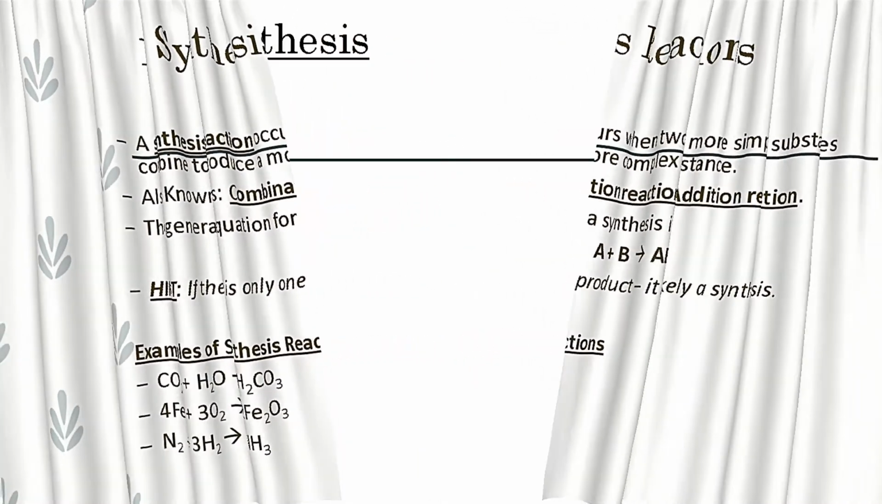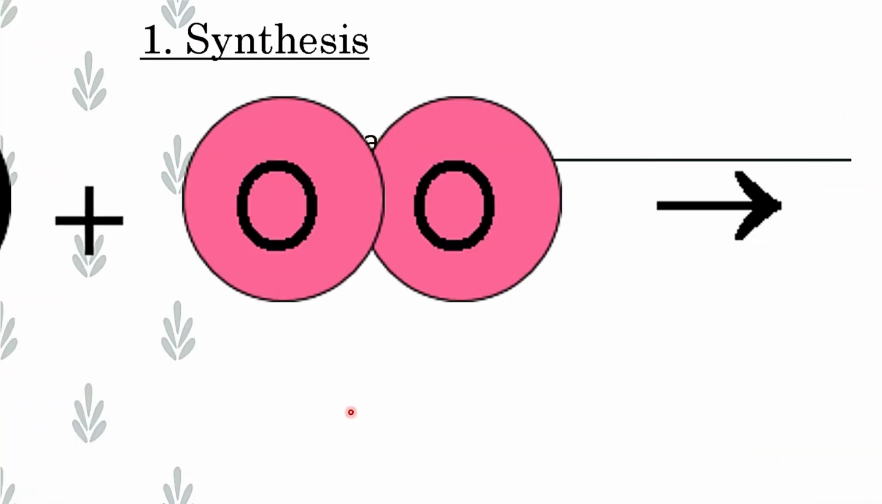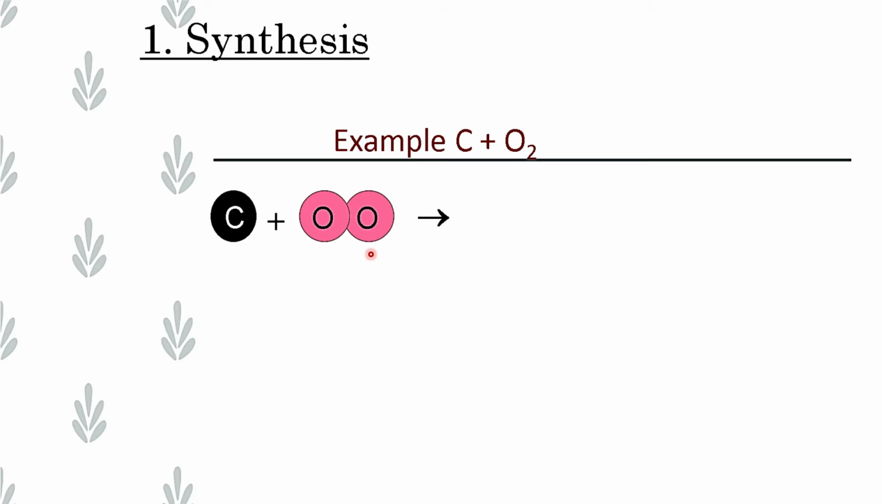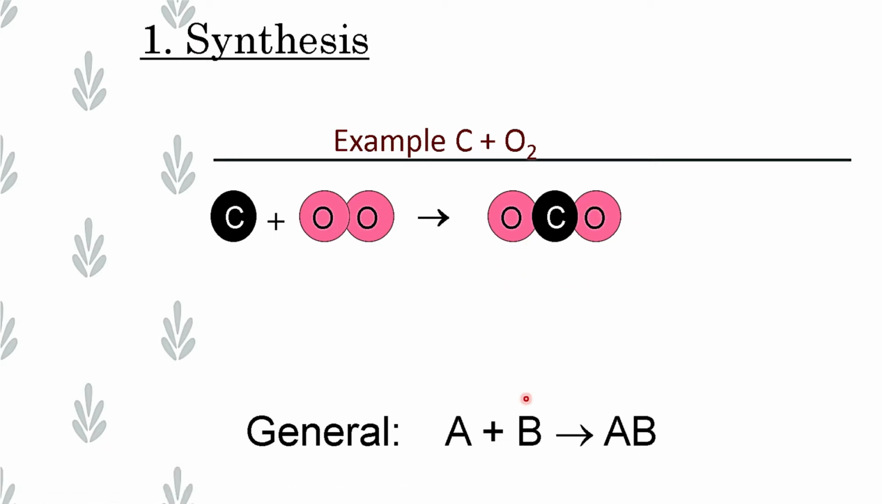You can understand synthesis reaction through this example also. When carbon reacts with oxygen, oxygen is a diatomic molecule. It exists in the form of this molecule in nature, because it is a gas, it is found in this form. So whenever these two react, it will form carbon dioxide, CO2, one complex molecule. According to this general representation, two simple substances, one complex product.